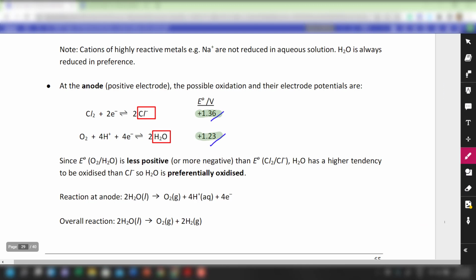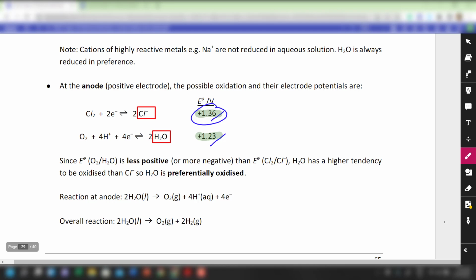Because the two values are similar, it is possible to use concentration terms to drive one over the other. Meaning that if I have concentrated chloride solution, the position of equilibrium will lie more to the left, and therefore the reduction potential value will become less than 1.36 volts. So potentially it can drop below 1.23 volts, and different things can happen. Anyway, I've jump started a little bit, so pardon me for that.